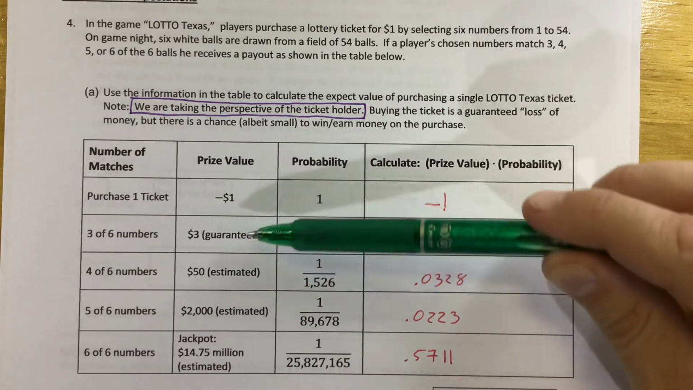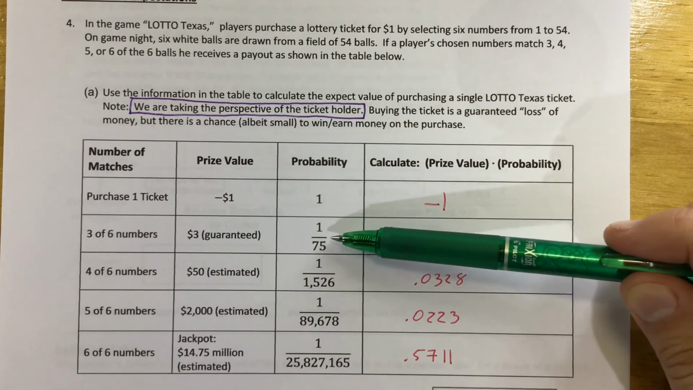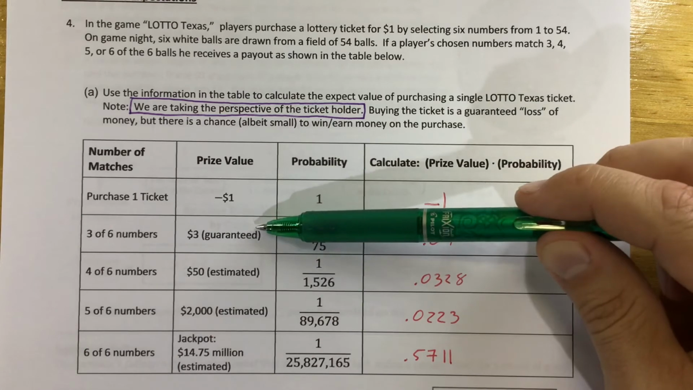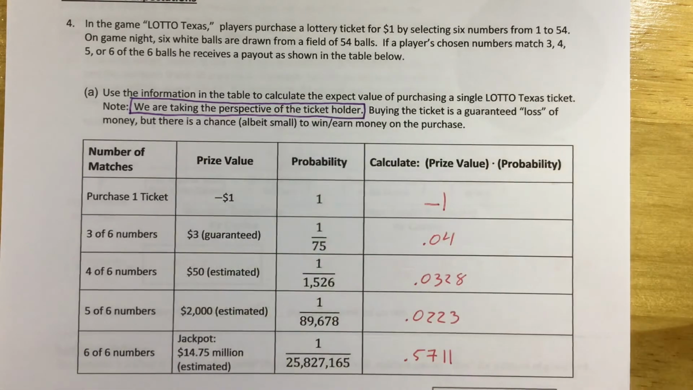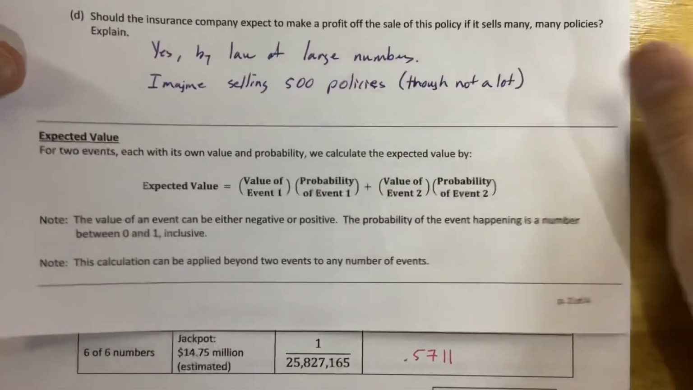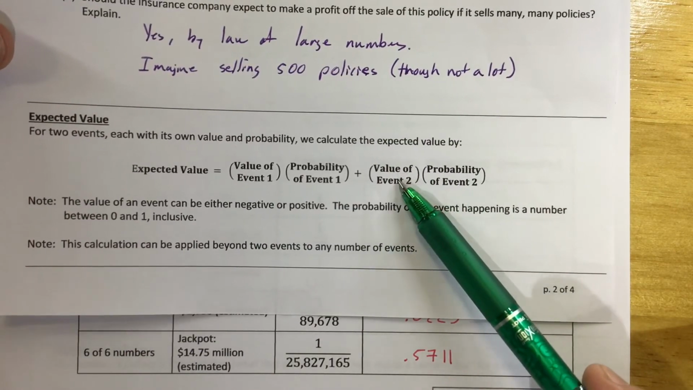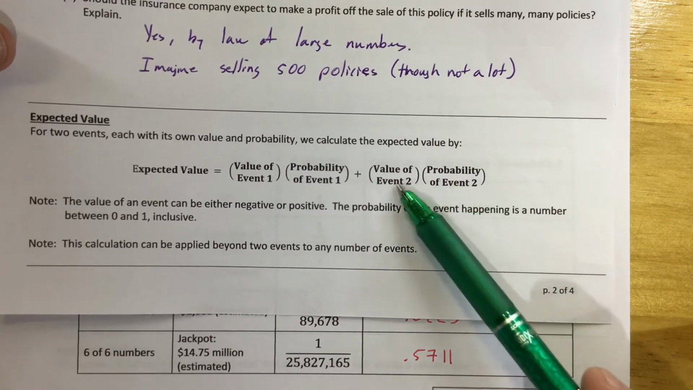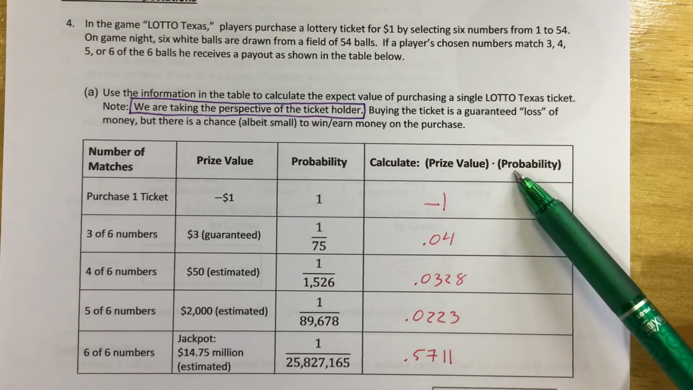All right, so for getting 3 out of 6 numbers, the probability of that actually happening is 1 out of 75. And the prize that the company is going to give out is $3 for that. So we don't have everything written out here, but I want to go back and point at the formula. You could look at that as being this part of the formula. The value of that is going to be $3, and the probability is going to be 1 out of 75. So we need to multiply those numbers together. And that's what this column is going to have. You're multiplying the prize by the probability.